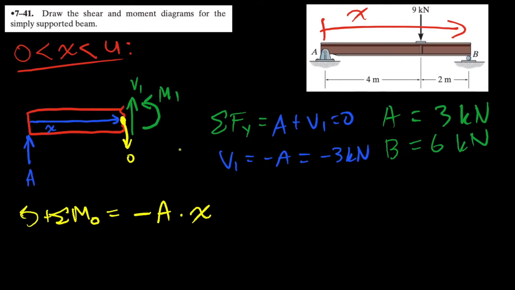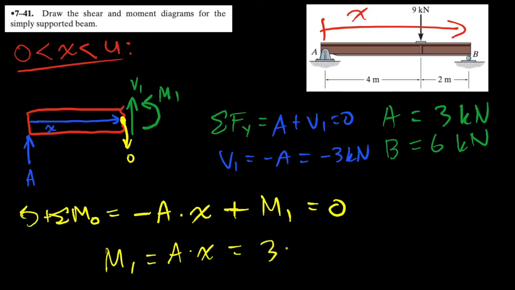Anyway, now let's look at what other moment contributions are happening. Well, we see moment 1 applying here, and it is an overall counterclockwise moment, so it has a positive sign. So we say this plus m1 is equal to 0. Now let's solve this equation, and we have m1 equals a times x, which is equivalent to 3x. The units of 3 is in kilonewtons, but we don't need to write that yet. We just need to keep in mind that this is kilonewtons.